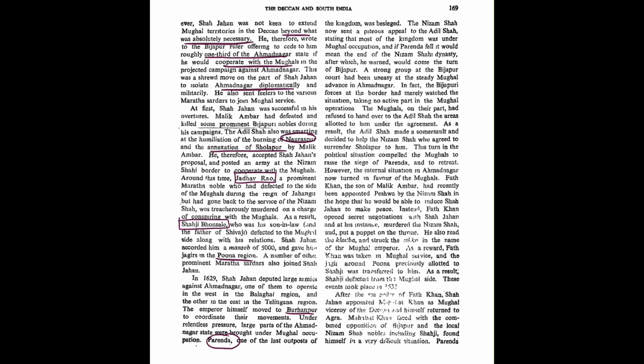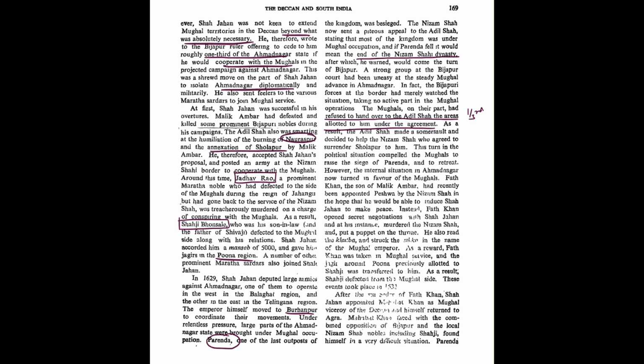The Nizam Shah now sent a piteous appeal to the Adil Shah, stating that most of the kingdom was under Mughal occupation, and if Parenda fell, it would mean the end of the Nizam Shahi dynasty, after which, he warned, would come the turn of Bijapur. A strong group at the Bijapur court had been uneasy at the steady Mughal advance in Ahmednagar. In fact, the Bijapuri forces at the border had merely watched the situation, taking no active part in the Mughal operations. The Mughals, on their part, had refused to hand over to the Adil Shah the areas allotted to him under the agreement, the one-third of Ahmednagar.